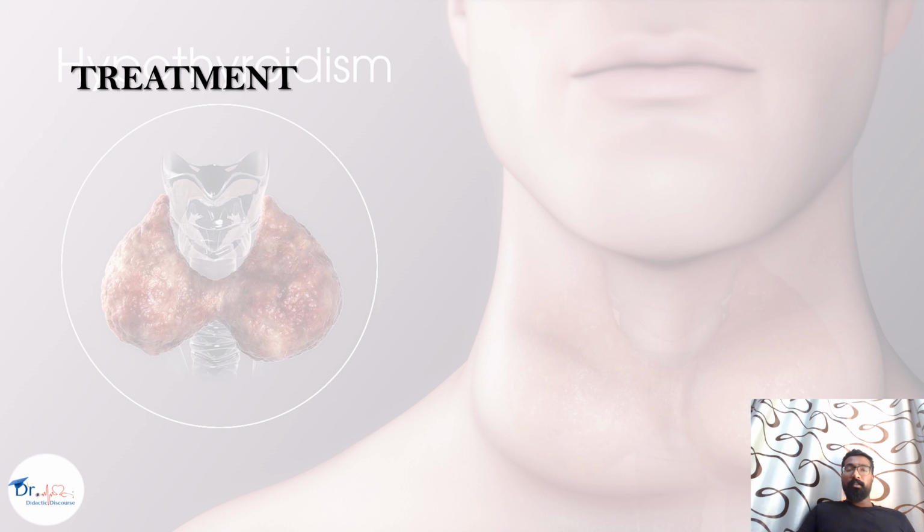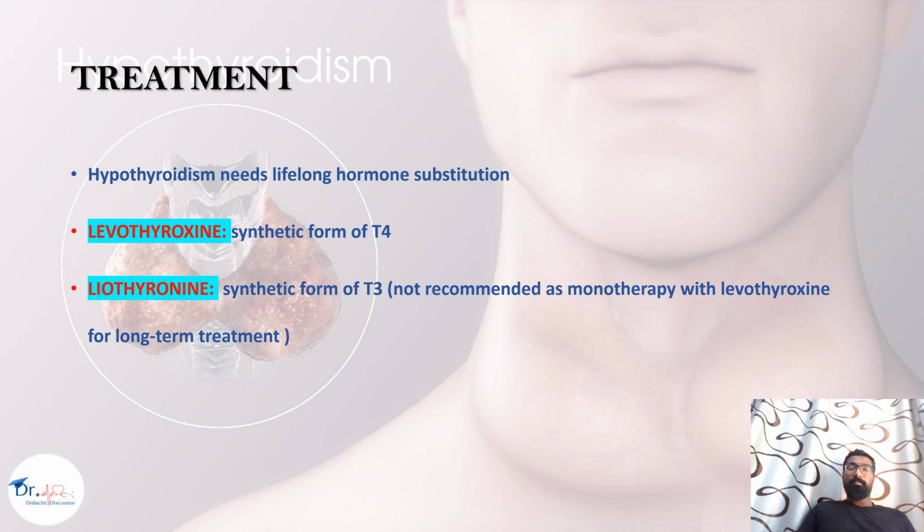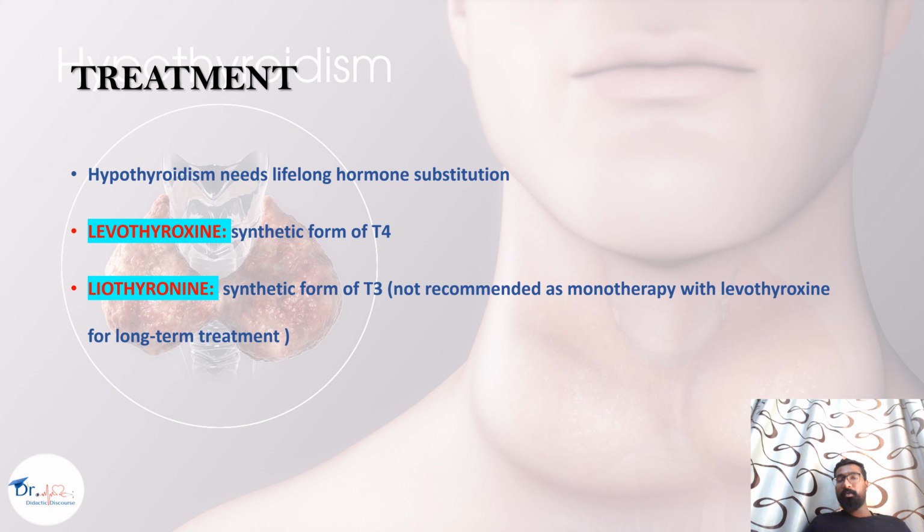So the final one is treatment. So coming to the treatment of hypothyroidism. The hypothyroidism patient needs lifelong hormone substitution. So what are the hormones we supplement the patient with? So we'll start with levothyroxine. That is the first line treatment of hypothyroidism. So levothyroxine is actually the synthetic form of T4. So this is considered the first line treatment.